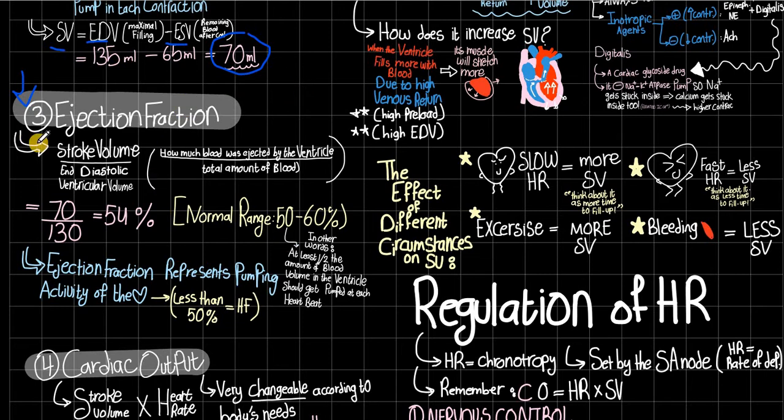It will give us a range, and it will give us a fraction, and fractions are better to measure the activity of the heart. Ejection fraction equals stroke volume divided by the end diastolic volume. As we said, ejection fraction means how much blood was ejected by the ventricle divided by the total amount of blood in the ventricle. Ejection fraction equals 54%, and a normal range is 50 to 60%.